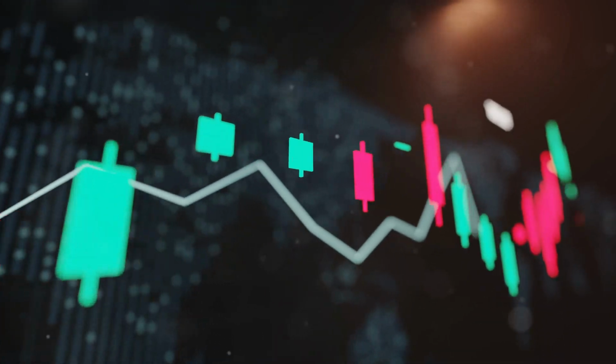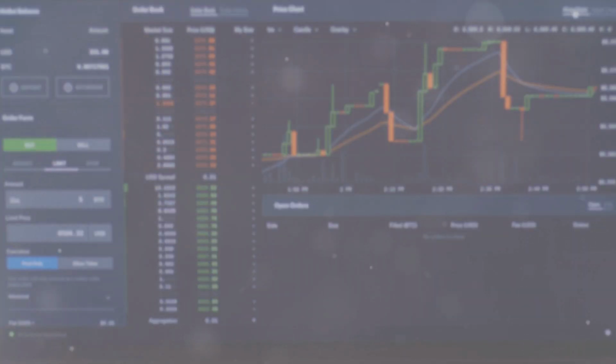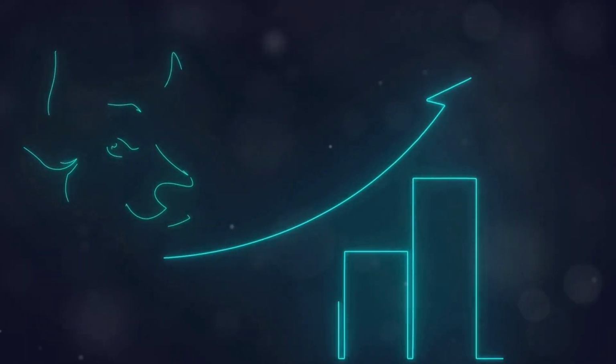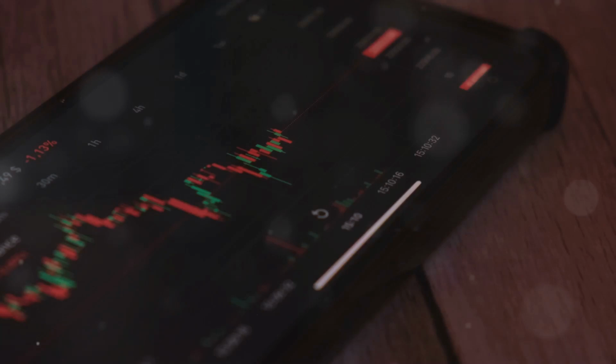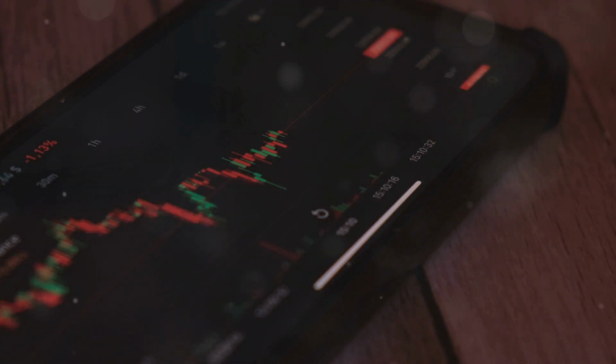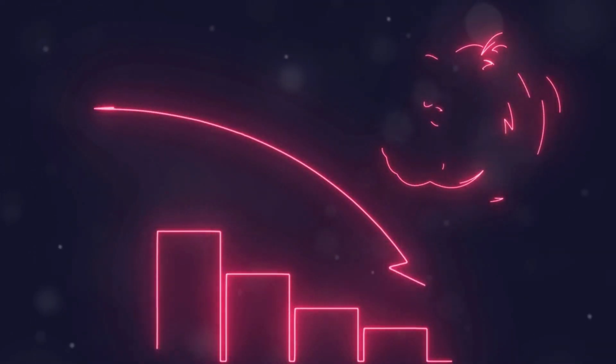Engulfing patterns. Let's move on to engulfing patterns, which are some of the most reliable reversal indicators. A bullish engulfing pattern happens when a large bullish candle completely engulfs the previous bearish candle. This signals a potential upward reversal. And, you guessed it, a bearish engulfing pattern is just the opposite. A large bearish candle engulfs the previous bullish candle, signaling a possible downward reversal.